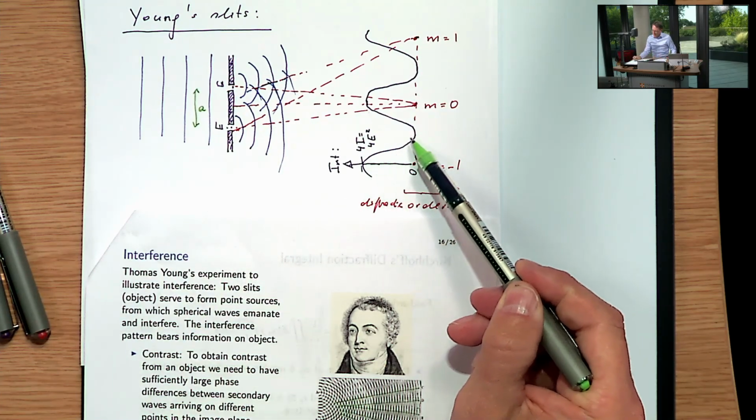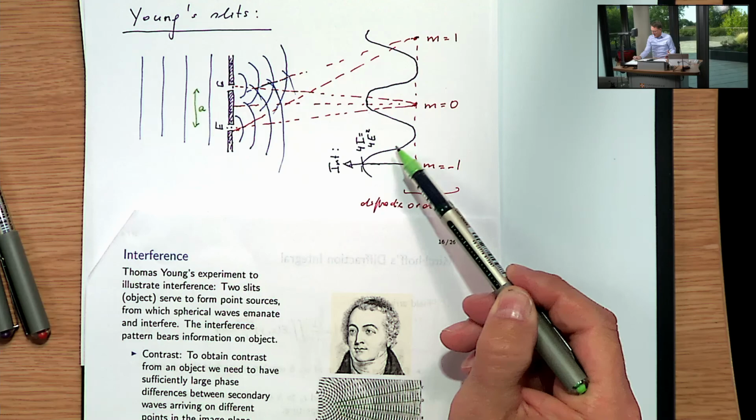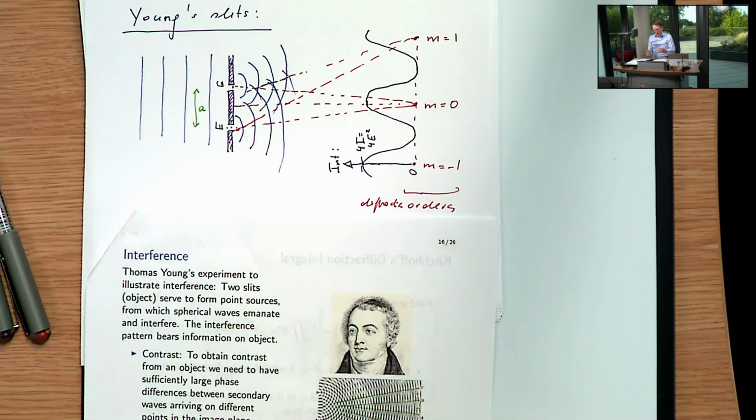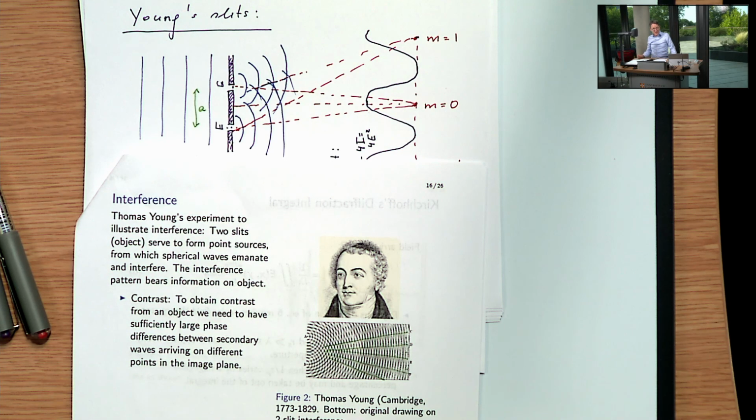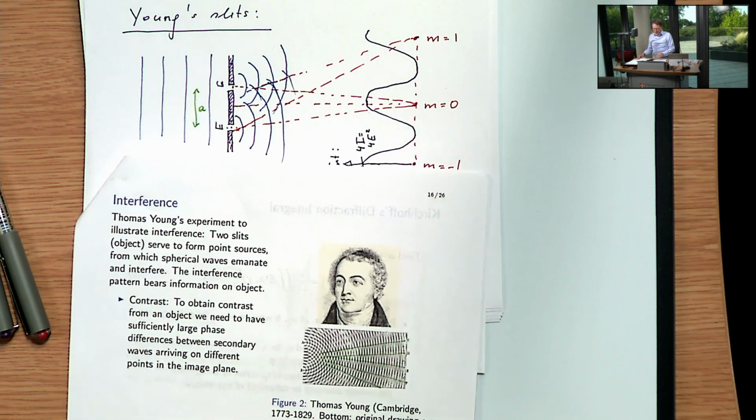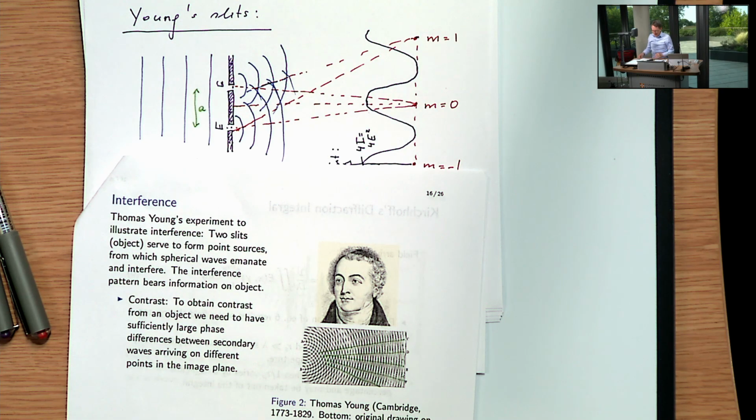The other point I wanted to make is that you actually have contrast here. The intensity goes from bright to dark, and so the image contrast, which just means brightness differences in the image, arises from interference. So we do need these interferences to take place if we want to have good contrast in an image. You need light waves from the object arriving at the imaging device with sufficiently large phase differences, so that you get changes in brightness.